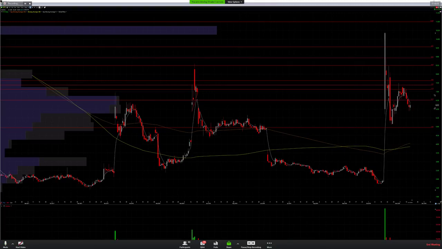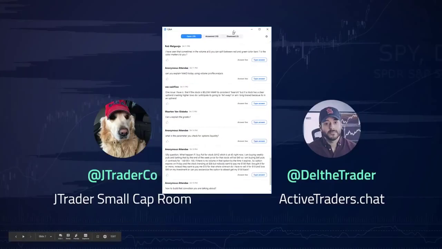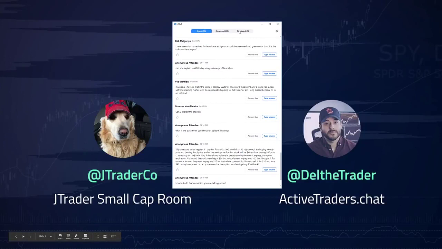Rob Melgarejo asks, I have seen that sometimes in the volume in dollars you can split between red and green color bars. Does the color matter to you? For me, no. I just need to see how the price closes, whether below the open or not, and that's the only thing that matters. Many of my charts don't have the color. You know it from the close of the bars.